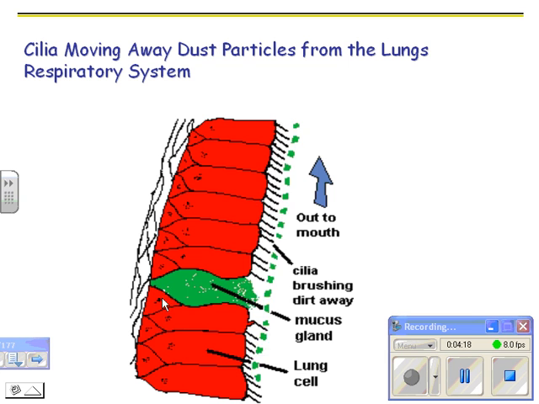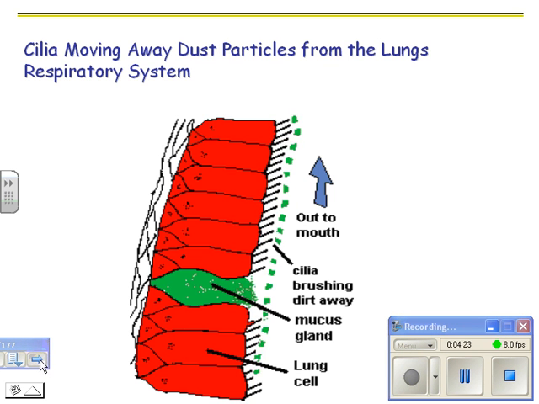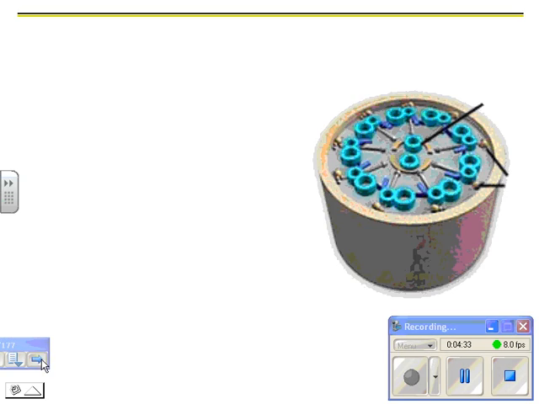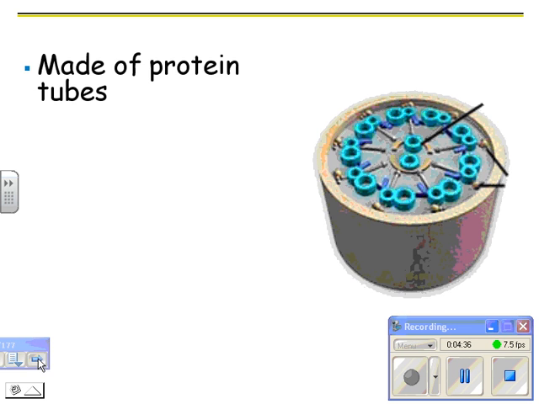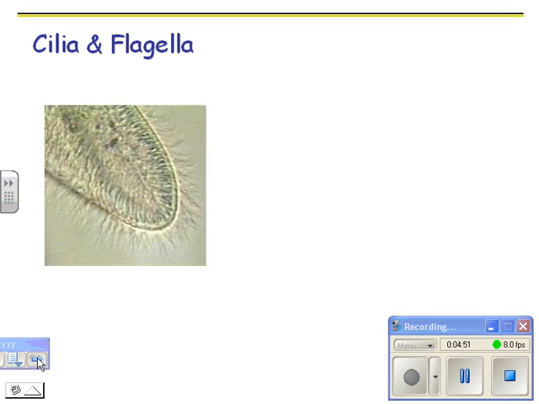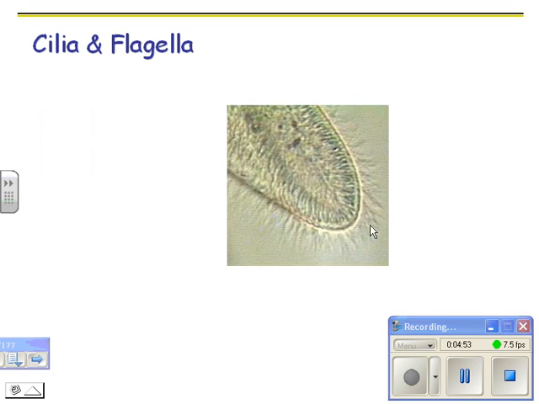So cilia can move a single-celled organism, or one of your cells in your body, like a white blood cell around, or cilia can be attached to a bunch of cells that are stationary, but they're moving something across them, in this case mucus. So they're made of protein tubes, and here's what they look like. Here are the microtubules, and here's a bunch of them, and so you have them in a circle, and you have a couple in the middle. That's called a 9+2 arrangement. And there's cilia. Cilia are when you have a whole bunch.